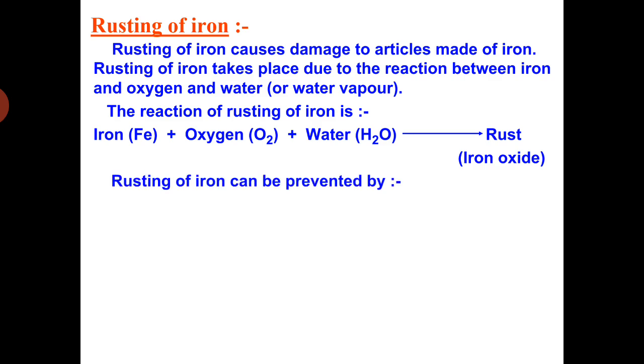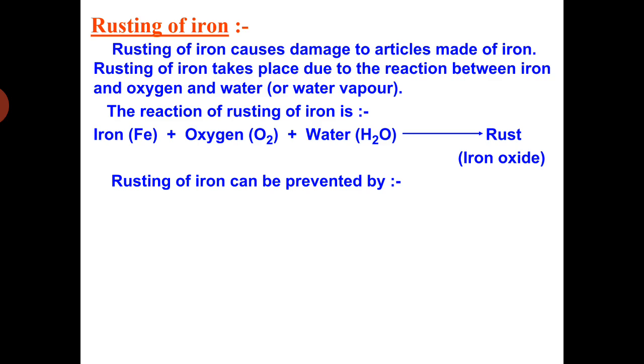You have to remember the formula for iron oxide. You have to remember the reaction taking place. This can be asked in the exam also. Write down the equation for rusting. Then what should be your answer? Your answer should be iron plus oxygen plus water becomes iron oxide, Fe2O3.